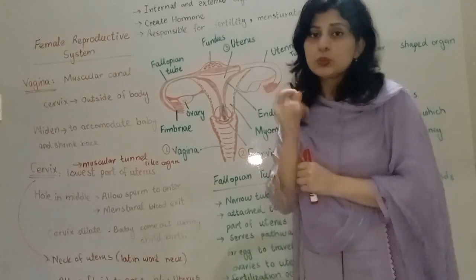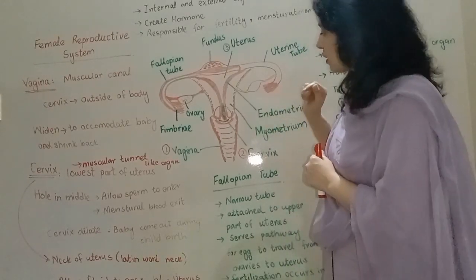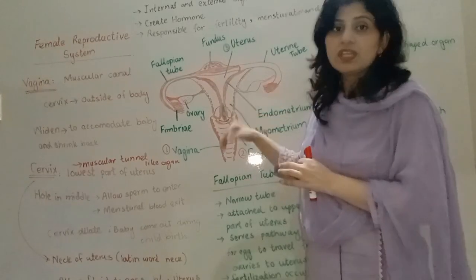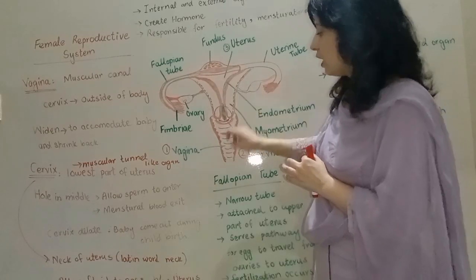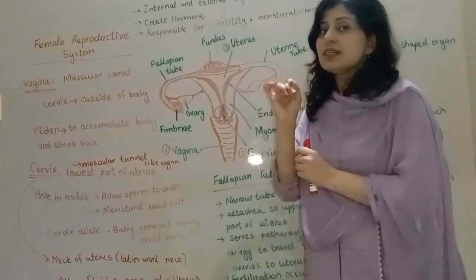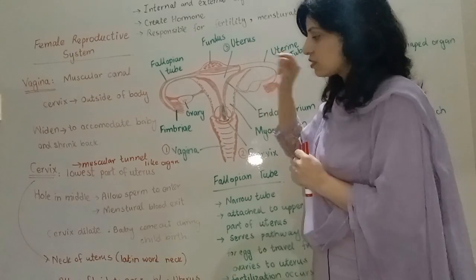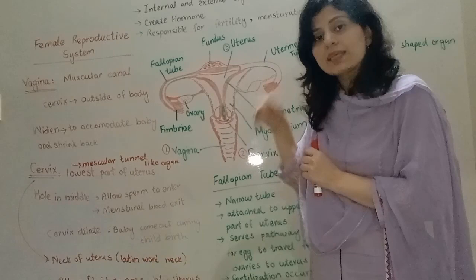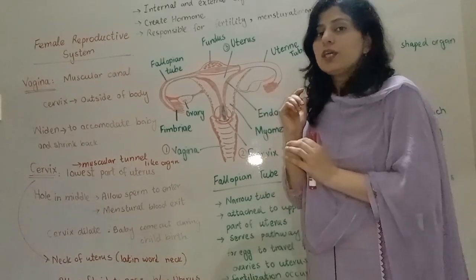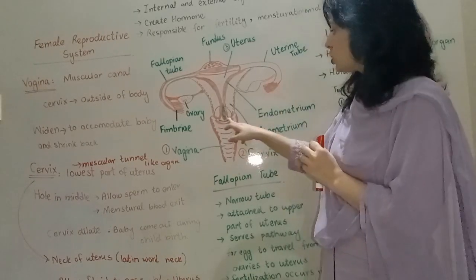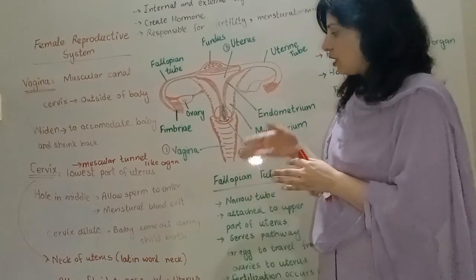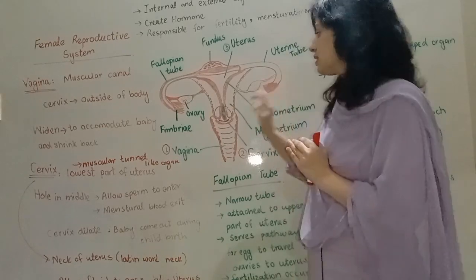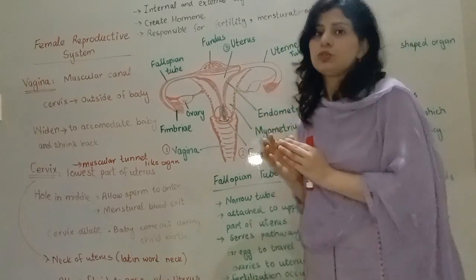It connects your vagina to the uterus and allows fluid to pass between these two parts. There is a hole in the middle of the cervix which allows sperm to enter and allows menstrual blood to exit your body. During childbirth, your cervix dilates and the baby comes out. That's all about the cervix, which is present below the uterus.